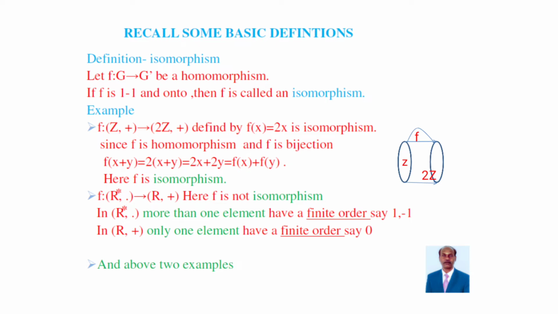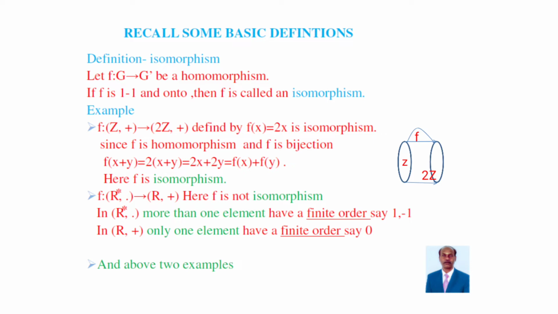So now we define isomorphism. Let f from G to G dash be a homomorphism, and if f is 1-1 and onto, then f is called an isomorphism. For example, f from Z, plus to 2Z, plus defined by f of x equals 2x is an isomorphism.